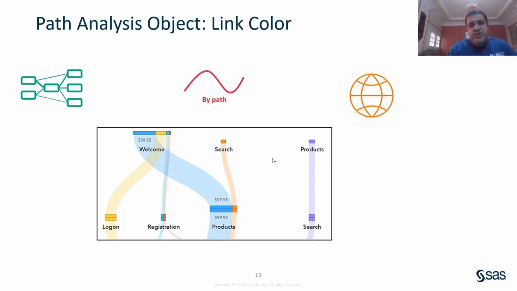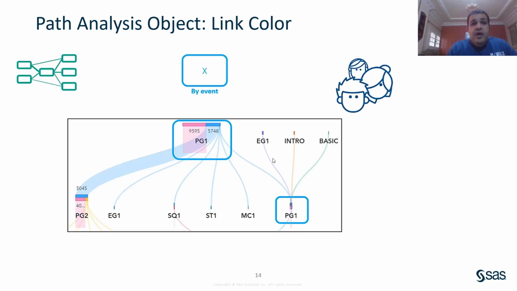Coloring link by path is useful when there are a small number of paths and you would like to follow each separately. You can see the web pages visited by customers who made a purchase. Each path has its own color and each link is sized by the purchase amount. Link color by event means that each event has a different color. For example, in this case, the customer journey regards training courses, each event has its own color, and each link is sized by the number of students that take this path or take this course.